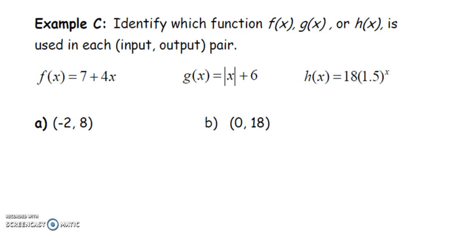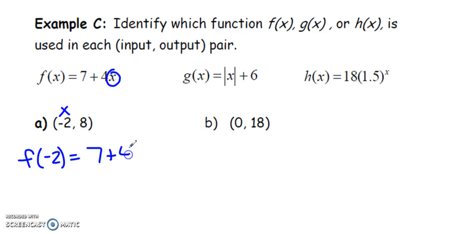In example C, it says identify which function is used in each input-output pair. This is a little bit more difficult. So what you're doing is you're testing each equation to see which one is the solution. This first number is your x number. So I'm going to first test the f function with -2, and I'm replacing this x with the number -2 in hopes that the answer of 8 will come out.